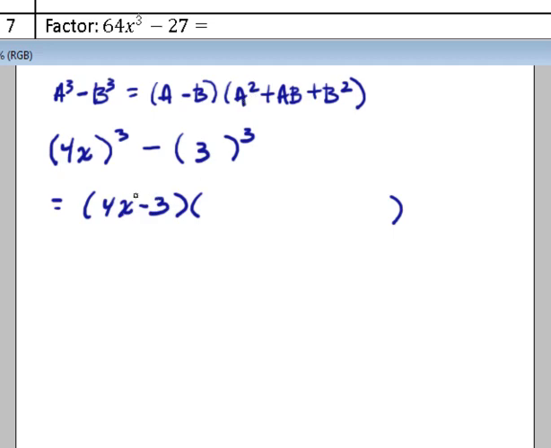And then we write a squared. We square the 4x, that's 16x squared. ab, we multiply 4x times 3, that's 12x. We have a plus sign here. And then square the 3, so we have plus 9. So that's factored.